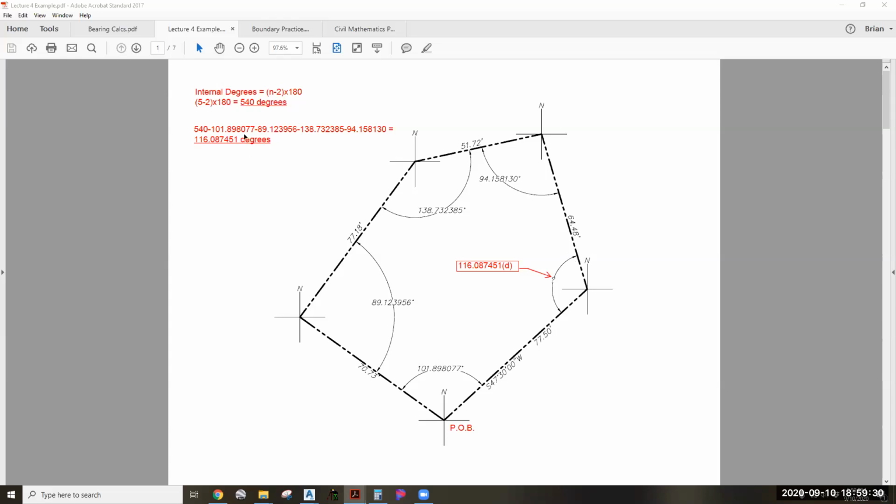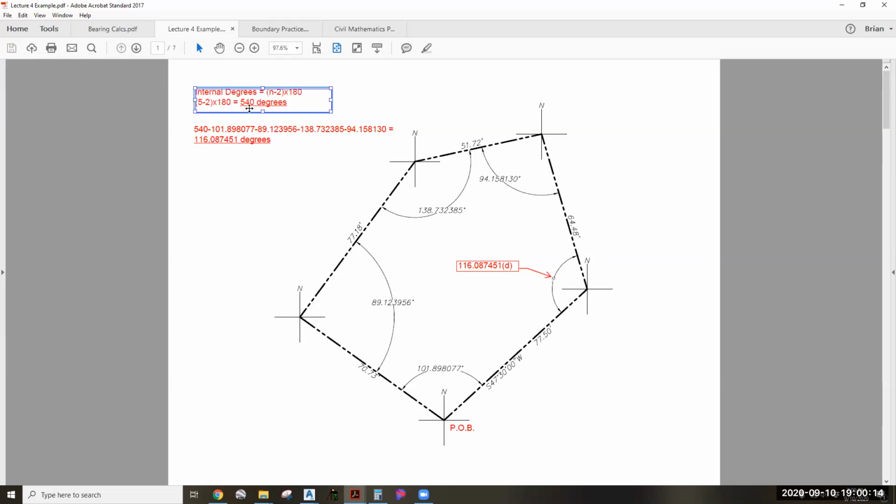Okay. So as I presented last time, internal degrees is this equation up here, n minus 2 times 180. Okay, n meaning the number of sides. So the shape has 5 sides. So 5 minus 2 is 3 times 180 is 540 degrees. Okay, that means the total degrees, when I add them all up, has to be 540 degrees exactly. Okay, so that allows me to solve for the unknown angle.